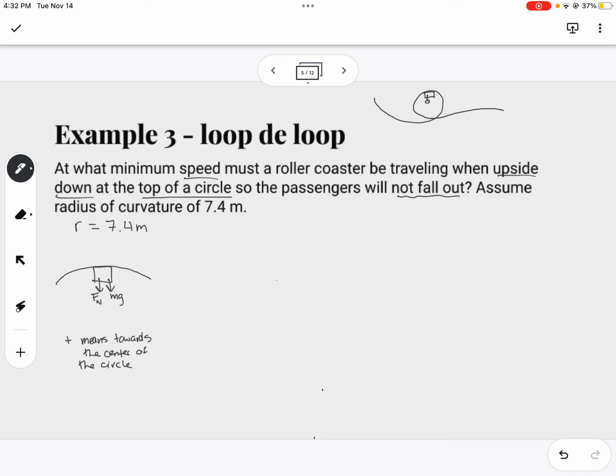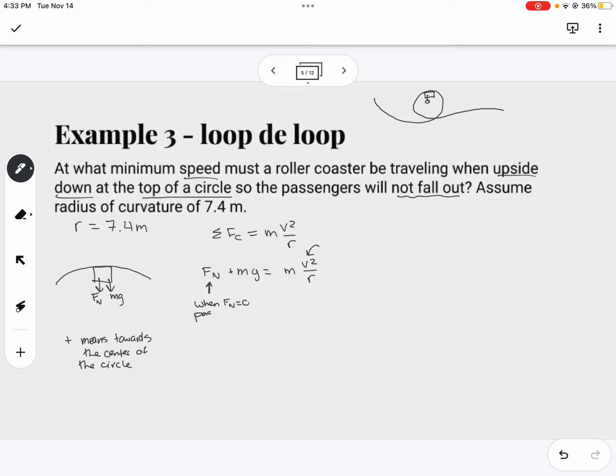Okay, so I'm going to use my centripetal force equation. I have normal force. I have weight. That equals mv squared over r. I'm trying to figure out what's that minimum speed so that I'm not going to just be falling out. So the moment that we want to consider is right when Fn starts to equal 0. Once Fn equals 0, that means butts are not on seats, which is not great.